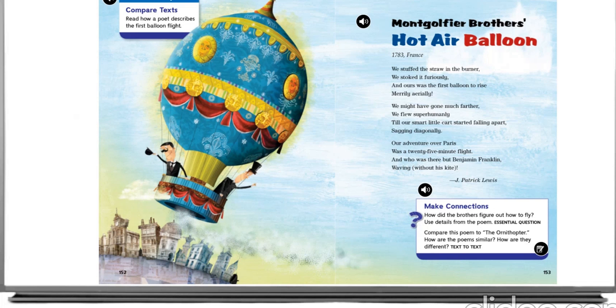Make connections. How did the brothers figure out how to fly? Use details from the poem. Compare this poem to Ornithopter. How are the poems similar? How are they different? And I think it would be a really cool thing for you to do a little research about the first hot air balloon and see what you can find out.